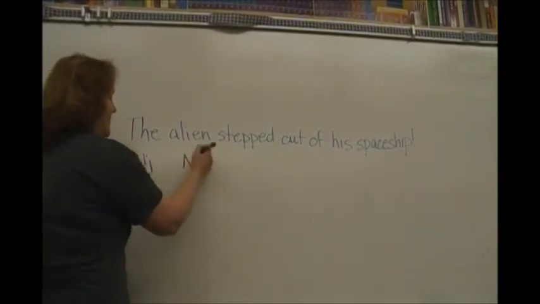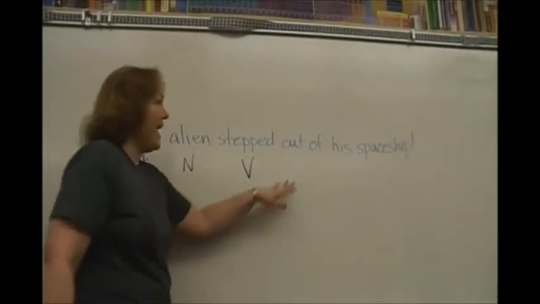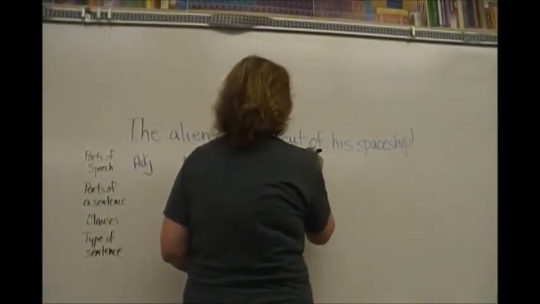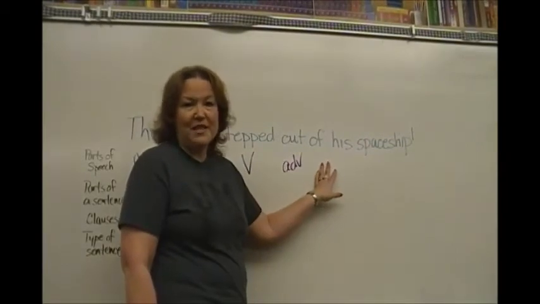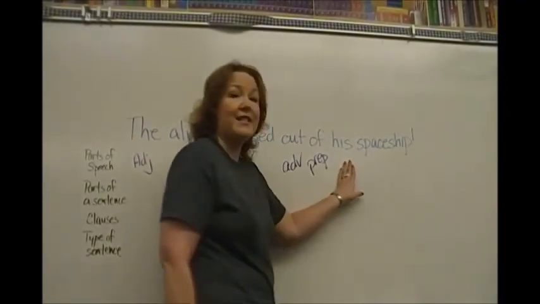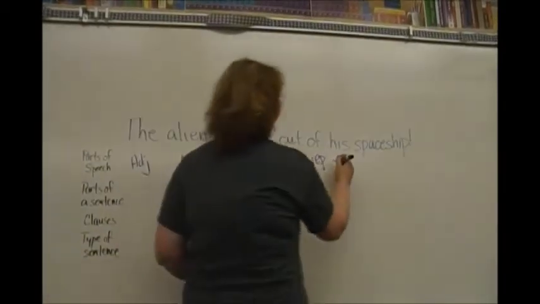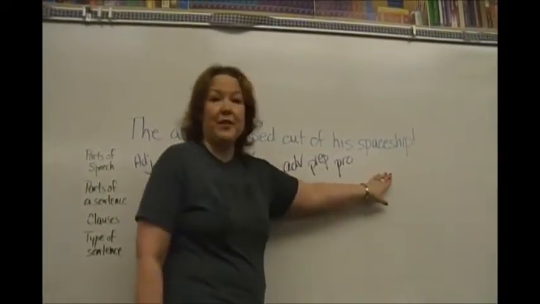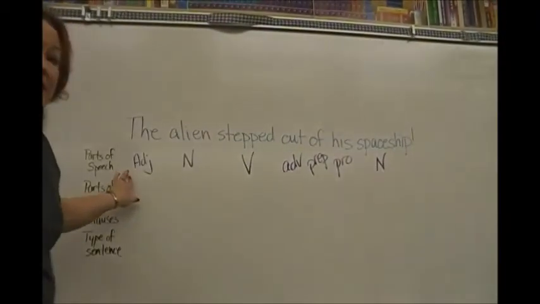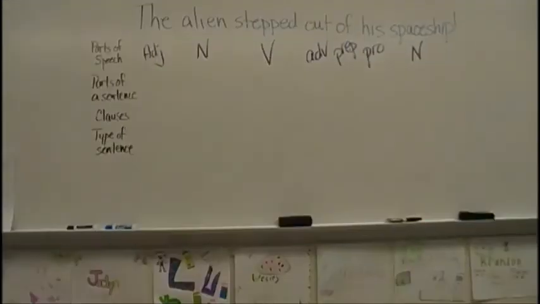Alien is a noun. Stepped is a verb. It's an action verb. He's doing something. Out describes where he stepped. It's an adverb. Of is a preposition. We'll be studying prepositions this year. His is a pronoun. His is taking the place of saying alien again in the sentence. Spaceship is a thing, so it's a noun. That completes the parts of speech. Every single word has something under it. Every single word has a job to do.